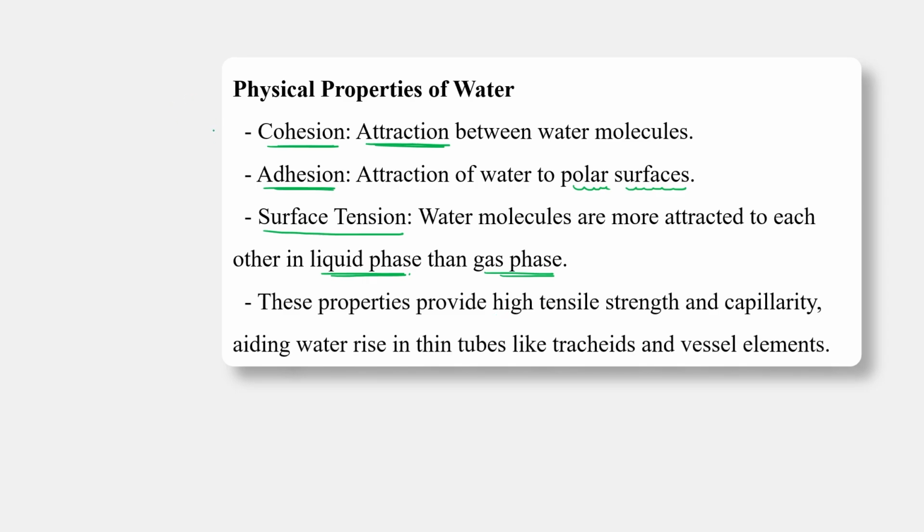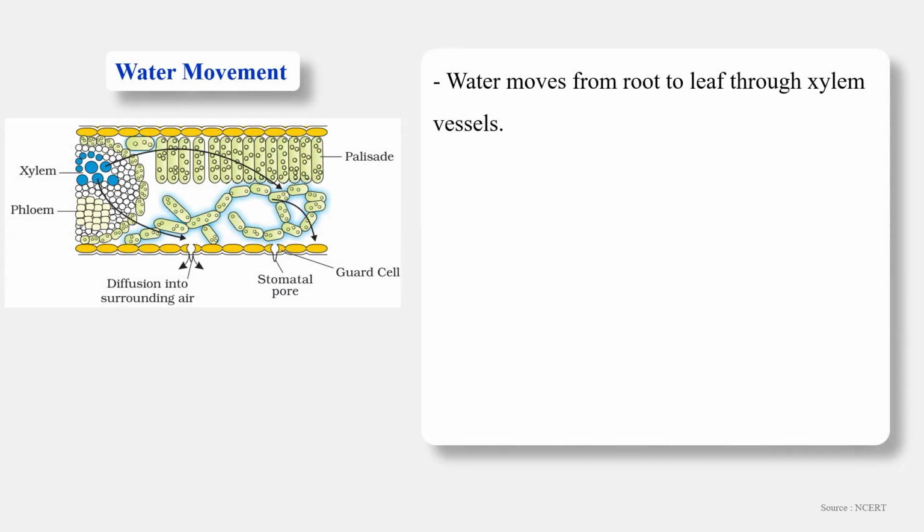So these are the properties of water: 1, 2 and 3. These properties of water provide high tensile strength and capillarity, meaning water rises in thin tubes. What are those thin tubes? Tracheids and vessels. These are the parts of xylem. So it creates a kind of rope and moves upward, attaching to each other, showing cohesiveness and adhesiveness, and moves from soil or root to the top side of the tree. Water moves from the root to the leaf through xylem vessels.